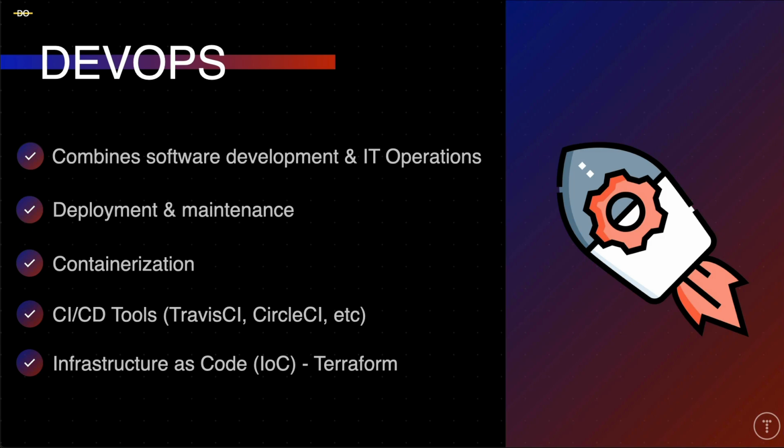CI/CD stands for continuous integration and continuous deployment, and this is using tools so that you can push code to a repository and it will automatically deploy to your server. And there's tools like Travis CI, Circle CI. Terraform is what we call infrastructure as code, or IaC. You can specify the state of your infrastructure and then automate the process of managing resources. And this goes way beyond my scope of knowledge. This is just from my own research.